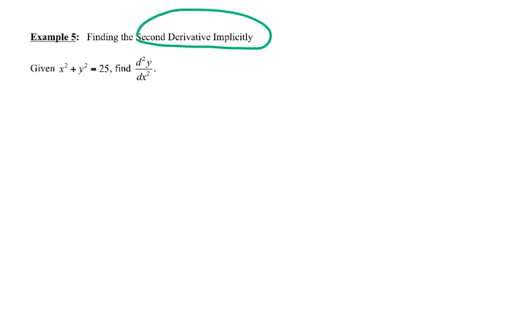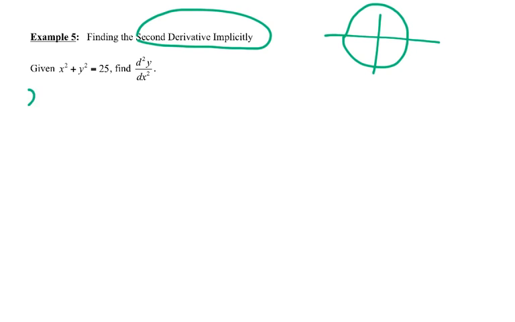For this one, we give you a simple question, just so that you can see it. Given x squared plus y squared equals 25, if you recall, that's a circle on the graph, right? And the radius is 5, if you remember.